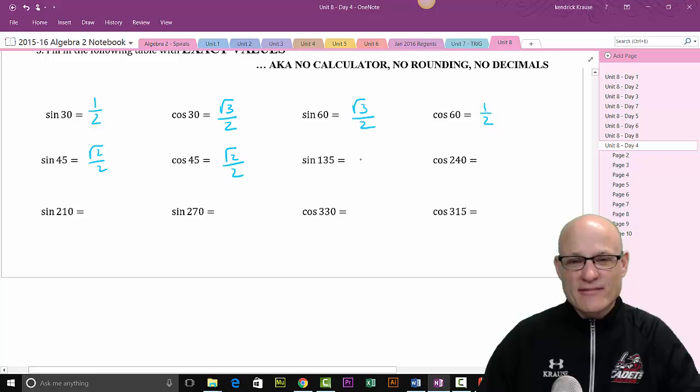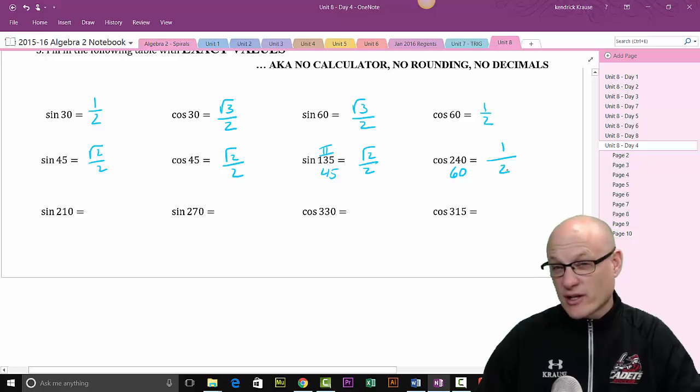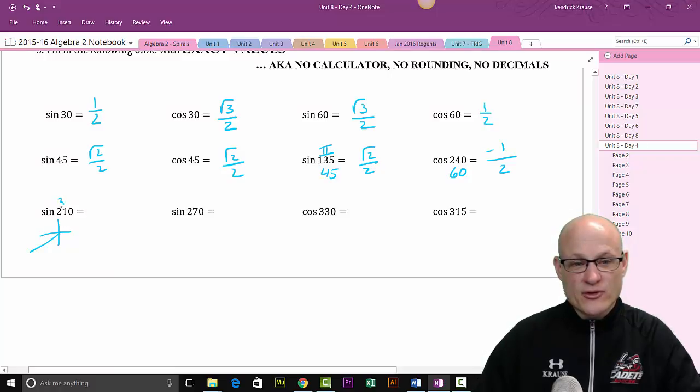Sine of 135 has a reference angle of 45 degrees, so that's square root of 2 over 2. This is in quadrant 2, and sine's positive. 240 has a reference angle of 60, so cosine of 60 is 1/2, but we're in the third quadrant, so that's negative. 210 is in the third quadrant, reference angle of 30. Sine of 30 is 1/2, but we're in the third quadrant, so it's negative. 270 is one of my quadrantal angles, and the sine of 270 is just negative 1.